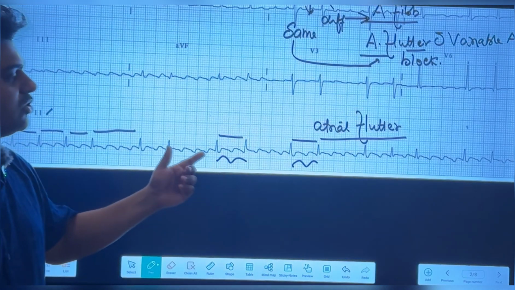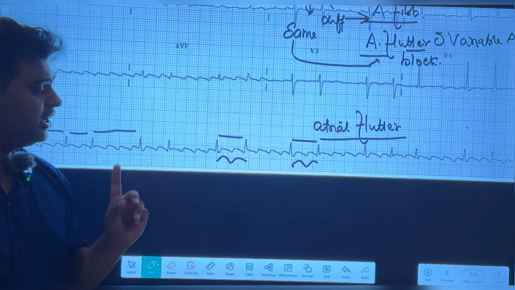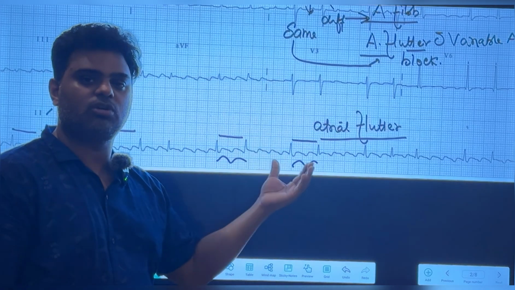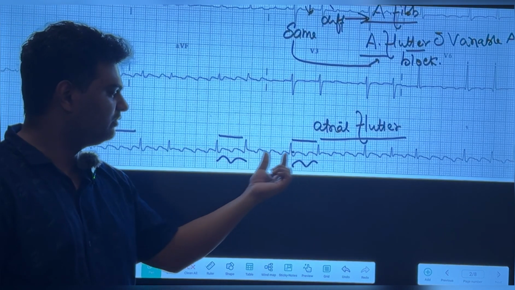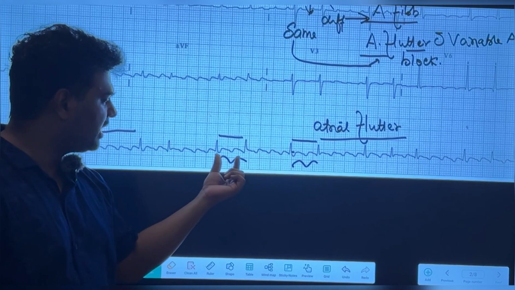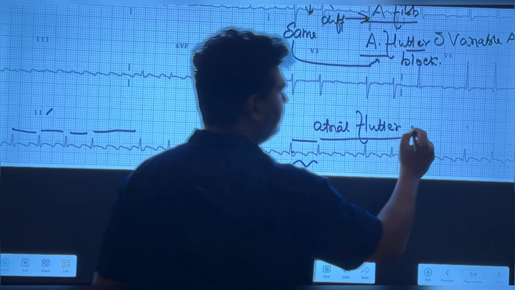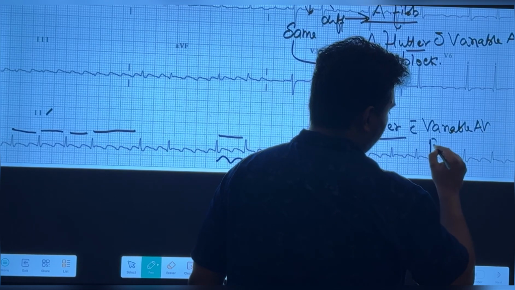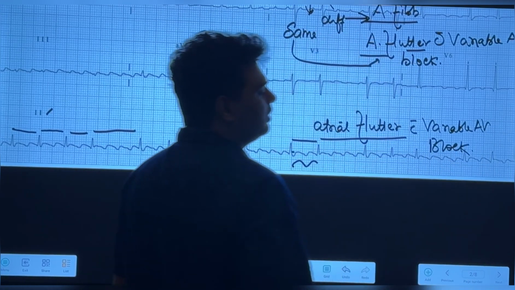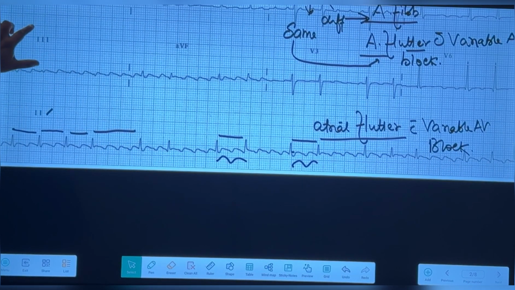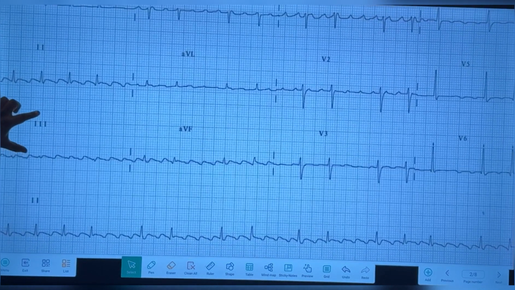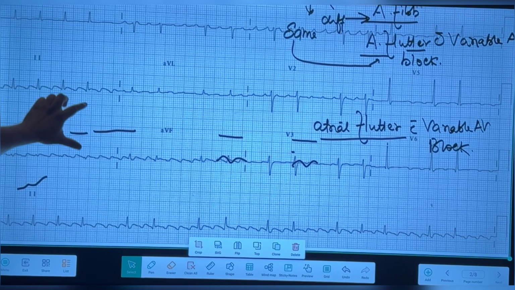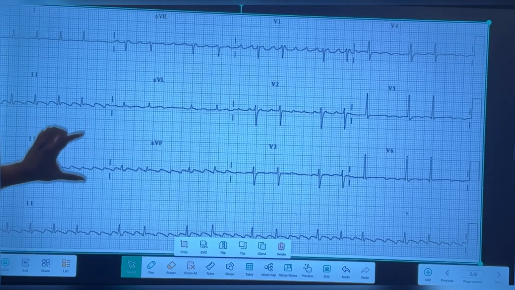So, always in cases of irregular heart rate, take those QRS complexes which have almost the same interval and see the pattern in between them. If the pattern is the same, that is atrial flutter with variable AV block, and if the pattern is different, it is atrial fibrillation. So now we have understood that this is atrial flutter. Okay.